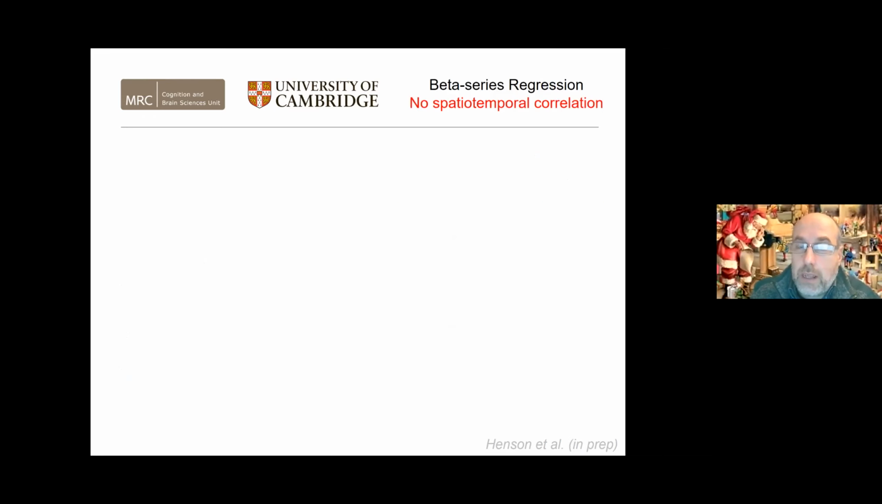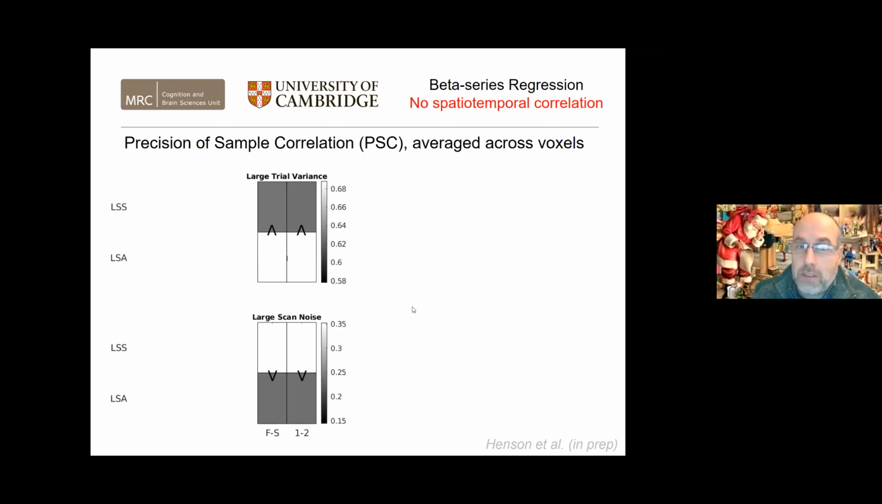So let's look at some of these metrics, starting with the precision of the sample correlation as relevant for beta series regression. These are simulation results where there's no spatial or temporal correlation in the variability. Plotted here is efficiency, where lighter is better. We've got LSS and LSA on the left. On the top, we have a situation where the trial-to-trial variance is higher than the scan-to-scan variance. On the bottom, we have when the scan-to-scan variance is higher.